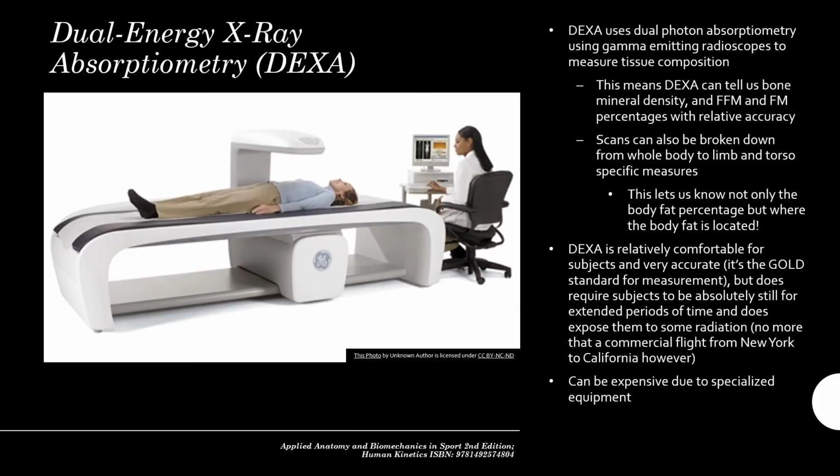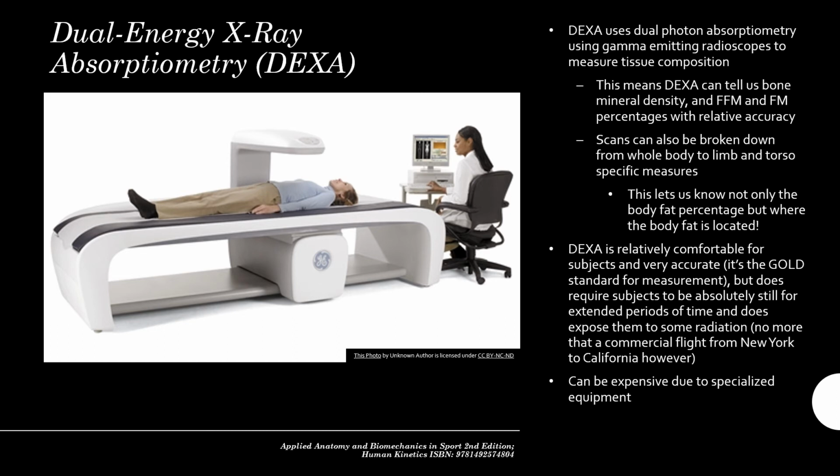Our third and final body composition assessment in the lab is a DEXA scanner, or dual energy X-ray absorptiometry. I can never say that word, I apologize. Basically, DEXA is going to use dual photons in the gamma radiation spectrum, and it's going to shoot at 2 different angles, and this is going to give us a measure of tissue composition.